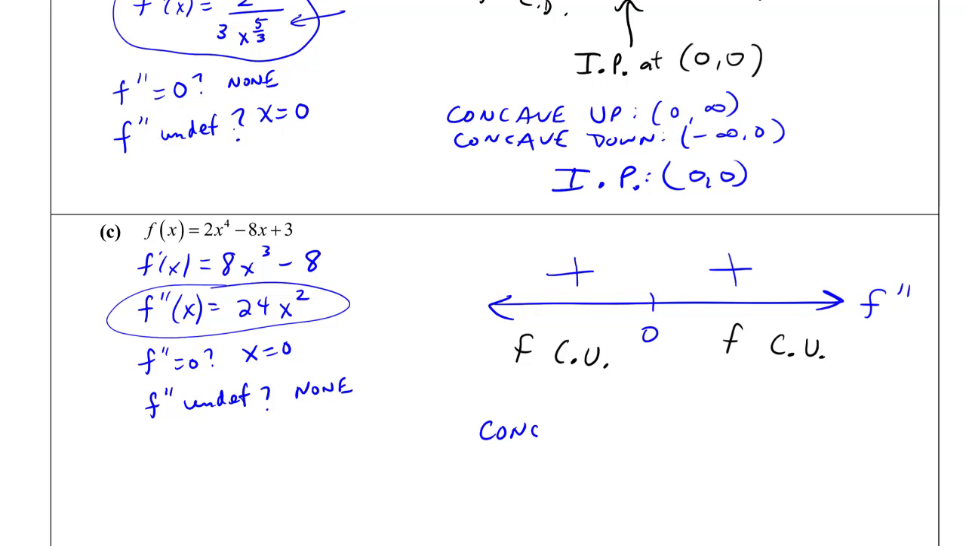So if I want to summarize here, I have concave up on negative infinity to 0 and 0 infinity. I shouldn't include 0 because the second derivative is 0 there. And I don't have it concave down anywhere, and I don't have any inflection points. So that's all we get there. So that you can have a 0 of the second derivative where there is not a change of concavity, and hence not an inflection point.